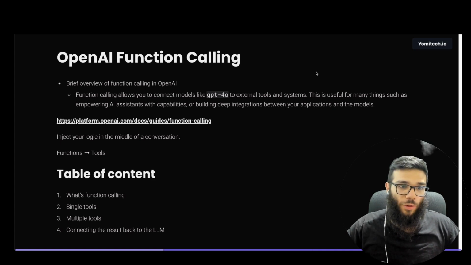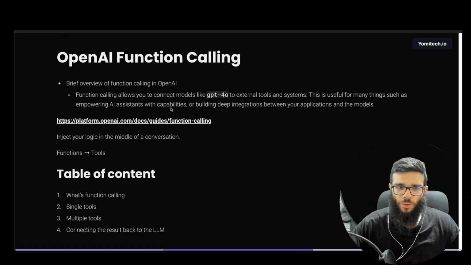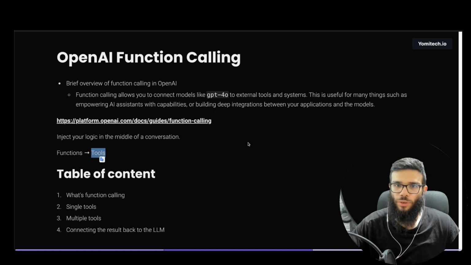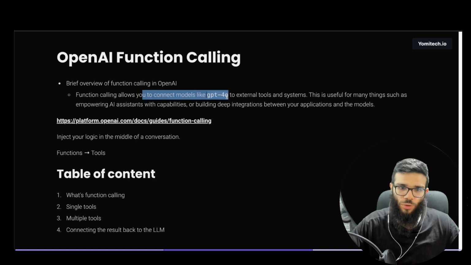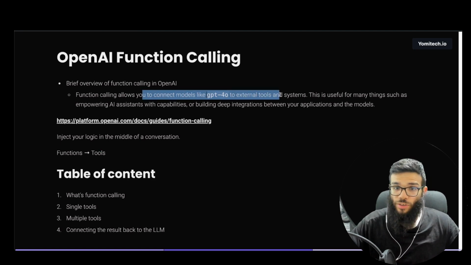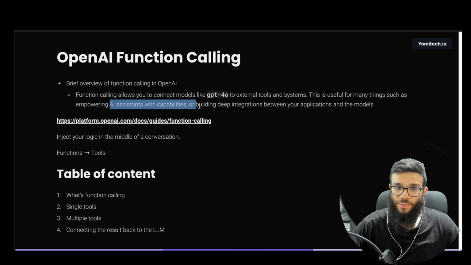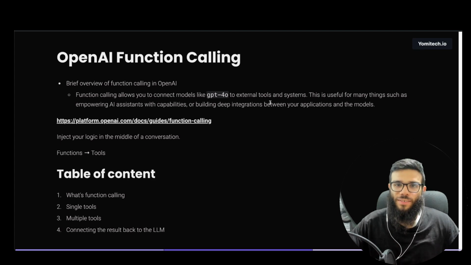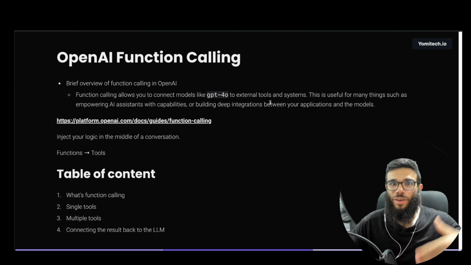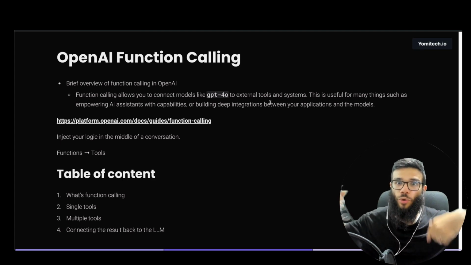So let's take a look at the raw explanation of what OpenAI function calling is. Recently OpenAI moved from functions to tools. At least they changed their terminology, on the API in Python as well. Basically, function calling allows you to connect models like GPT-4o to external tools and systems. This is useful because you can empower your AI assistants with all sorts of integrations and capabilities. In simple language, it means you can help your assistant do stuff with your own logic.